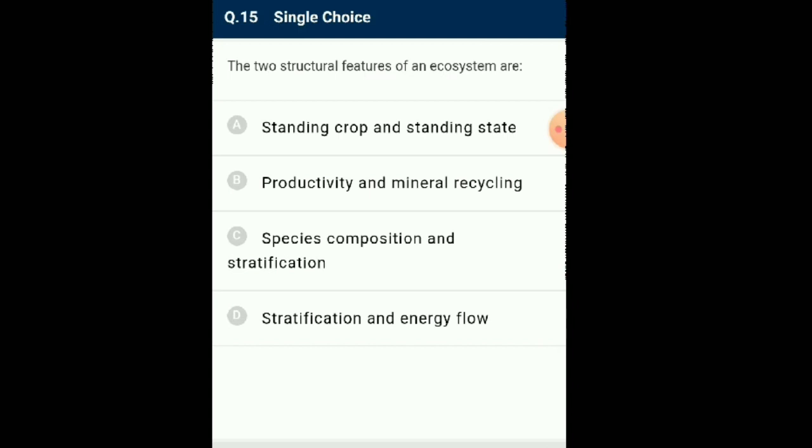Question number 15. The two structural features of an ecosystem are. The interaction of biotic and abiotic components results in a physical structure that is characteristic for each type of ecosystem. The important structural features include species composition. It is the identification and enumeration of animals and plant species of an ecosystem. For example, the tropical rainforest is dense with an amazing number of biological species. On the other hand, vegetation is sparse in the desert ecosystem. So the answer for this question is option C. Species composition and stratification are the two structural features of an ecosystem.